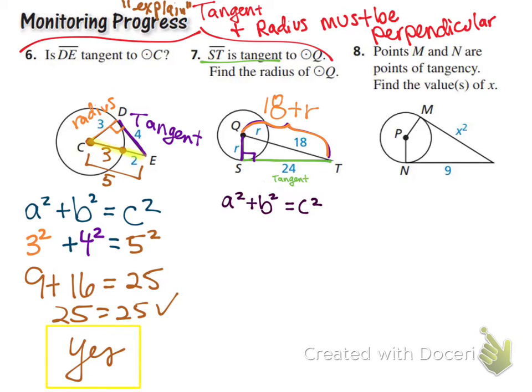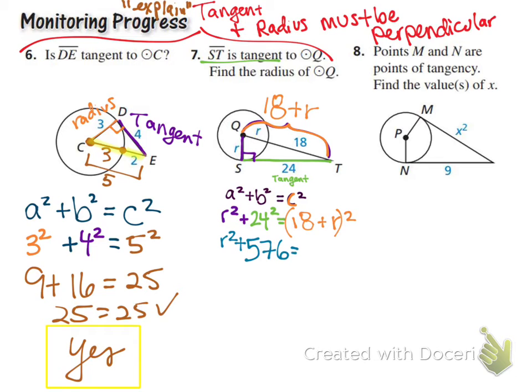So which of these sides is going to be A and B? 24 and R. Correct. So 24 and R squared equals, and C is, we said, 18 plus R. How do I show that I want the whole side to be squared? Put in parentheses, the squared on the outside. We're going to do the left side first. R squared plus, what is 24 squared?